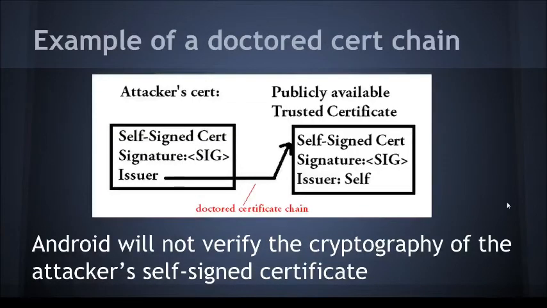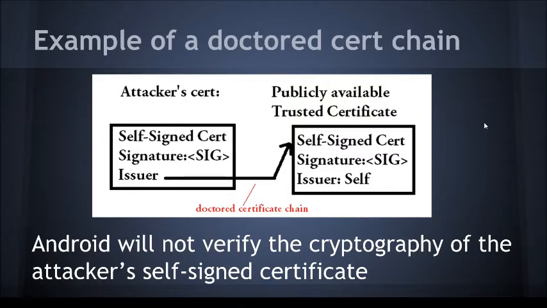So this is an example of what a doctored cert chain actually looks like. Normally, you'd have some chain of certs. In an actual, genuine certificate chain, we'd have a cert that has an issuer that points to another cert, and that issuer could point to another cert, creating these long chains.